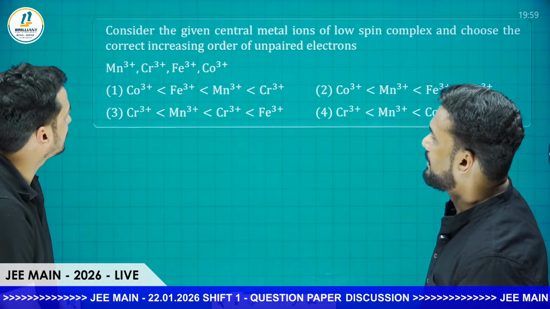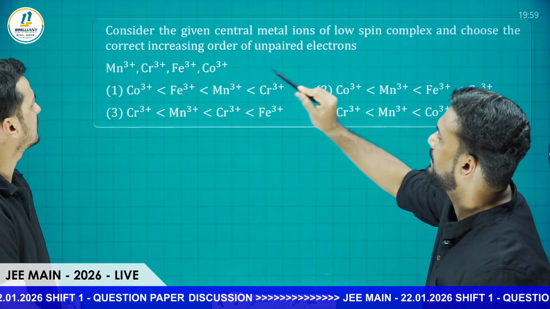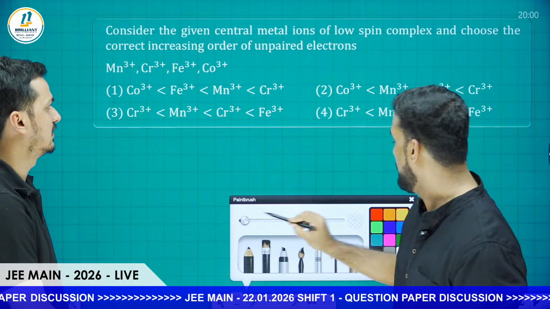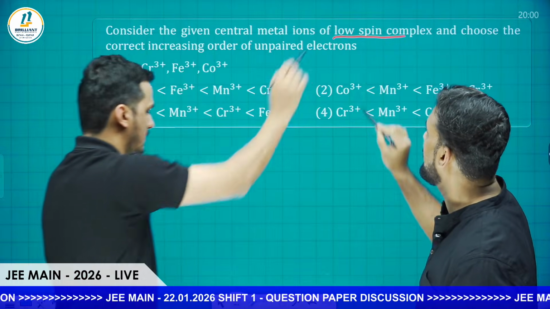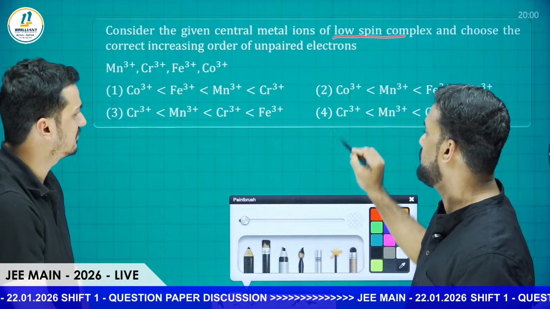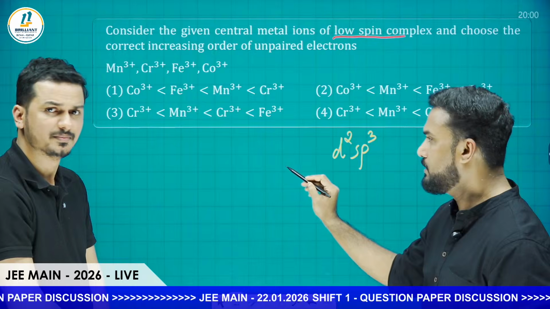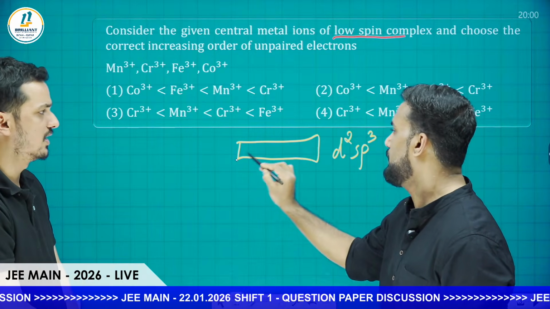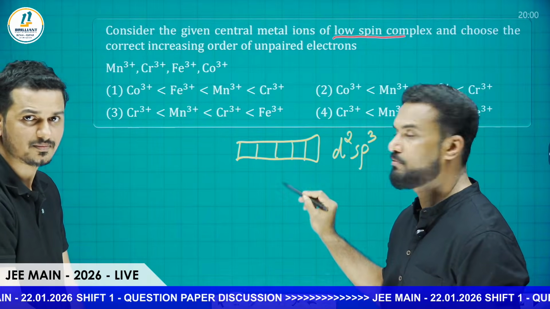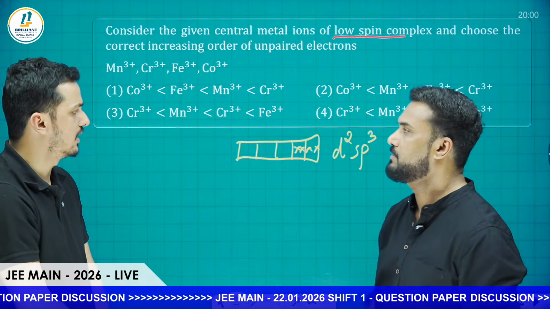First one. Consider the given central metal ion of a low spin complex and choose the correct increasing order of unpaired electrons. Here you should not make a mistake, because you have to read very carefully that it is low spin. Low spin complex means the hybridization might be d2sp3. D2sp3 means among the five d orbitals, only 2 are used for hybridization, which means these will be going for hybridization. Then the remaining 3 they have to use.